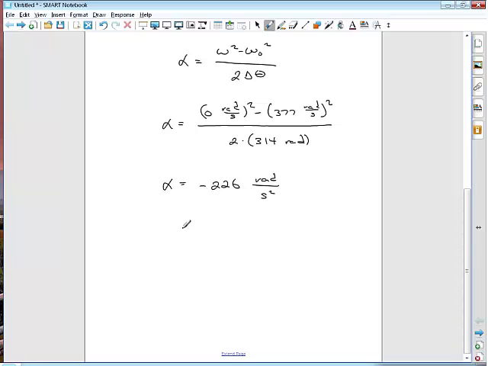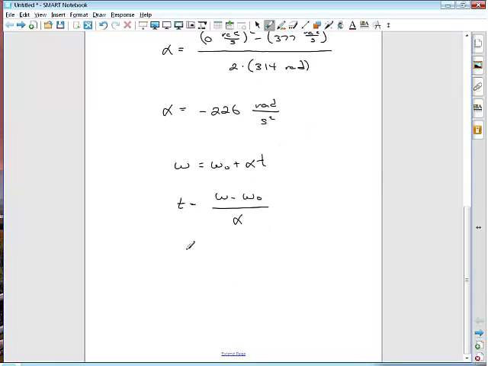Okay, now we can use that other equation to solve for time. So that was omega equals omega 0 plus alpha t. If you solve for time, you'll have omega minus omega 0 over alpha. So the time it takes to slow down, omega was 0. Omega 0 was 377 radians per second. And we divide by negative 226 radians per second squared.